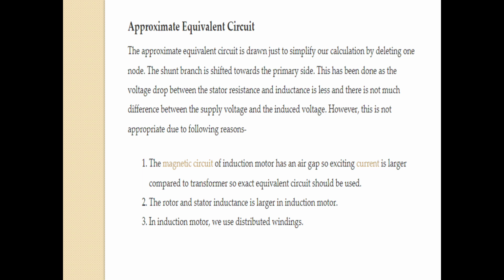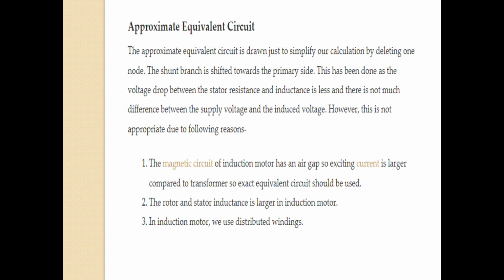The approximate equivalent circuit is drawn to simplify calculation by deducting one node. The shunt branch is shifted towards the primary side. This can be done because the voltage drop across the stator resistance and inductance is small. There is not much difference between the supply voltage and the induced voltage.